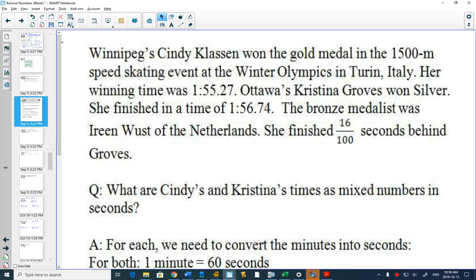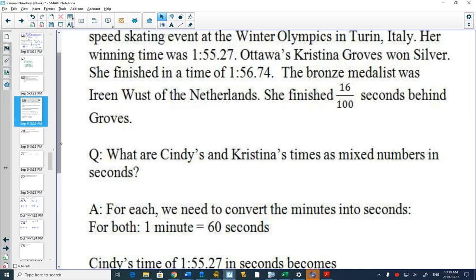Second place was 1 minute, 56.74 seconds. And then the person from the Netherlands was 16/100th of a second behind Groves. Can we write these as mixed numbers?